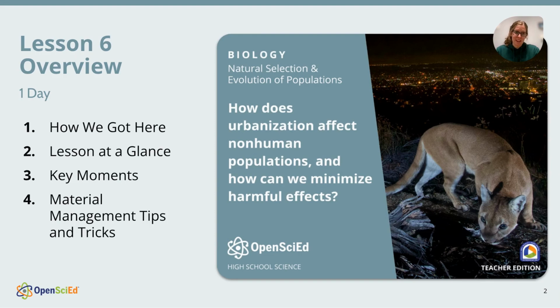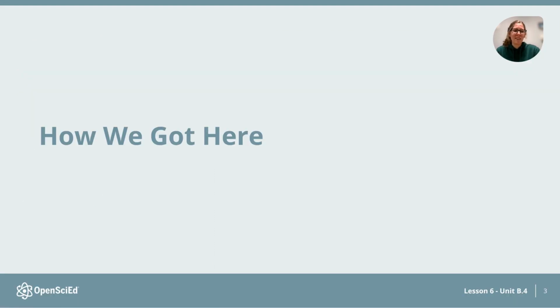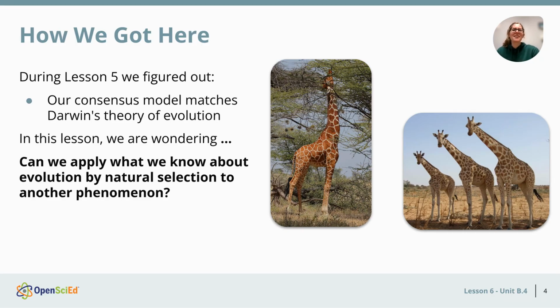And this is a short video. All right, how we got here. During lesson 5, we figured out our consensus model matches Darwin's theory of evolution. In this lesson, we are wondering, can we apply what we know about evolution by natural selection to another phenomenon, a novel phenomenon for us?